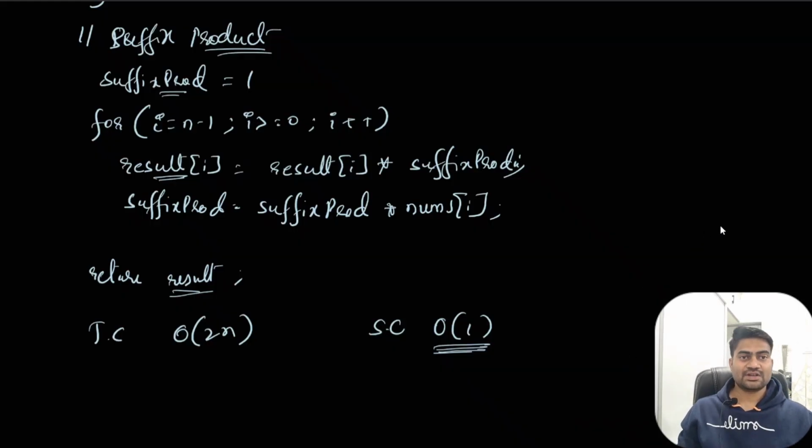So this is how we optimally solve this particular problem in O of 2n time complexity and O of 1 space complexity. Hope you liked the explanation.